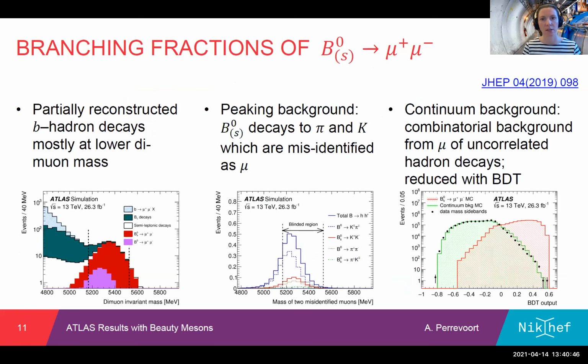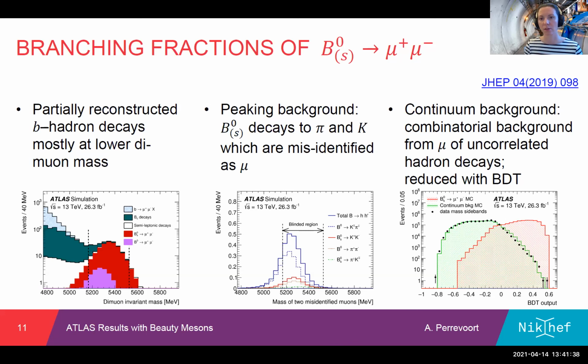And so let's have a look at the background components that we're having. We have partially reconstructed b-hadron decays. Those come in mostly at lower dimuon mass. They are leaking into our signal region, as you can see in the left-hand plot. There are also peaking backgrounds that come from B or B sub S decays to pions and kaons, and then the pions or kaons are misidentified as muons. And you can see in the central plot that these actually have a peak in the signal region that is shown with the dashed lines. Both these two background contributions are taken from simulation.